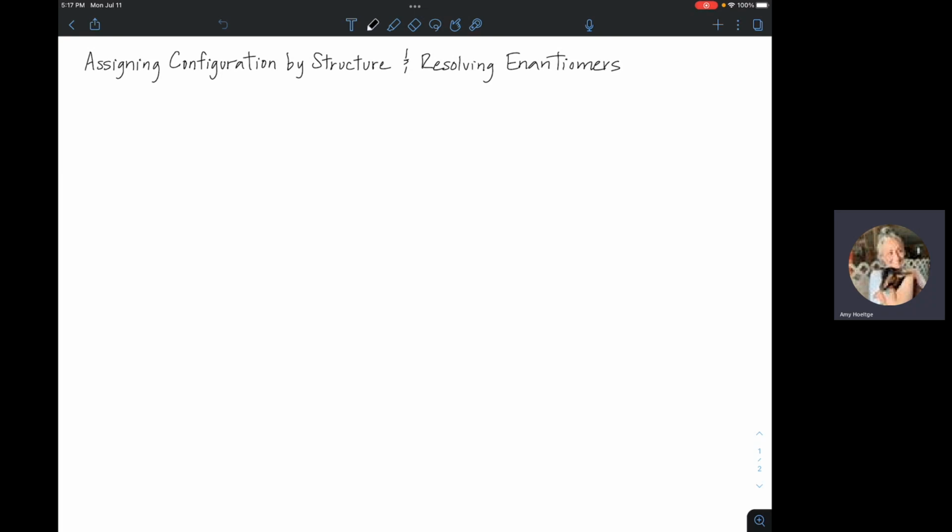In other words, in three-dimensional space, they're going to occupy that volume a little bit differently. And our receptors, so in our plants, animals, whatever, the receptors that we have for these molecules also have a handedness, or they can have a handedness. And so in this video, we're going to assign configuration by structure, and I want to introduce something new.